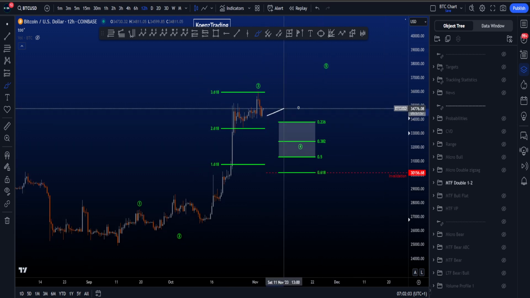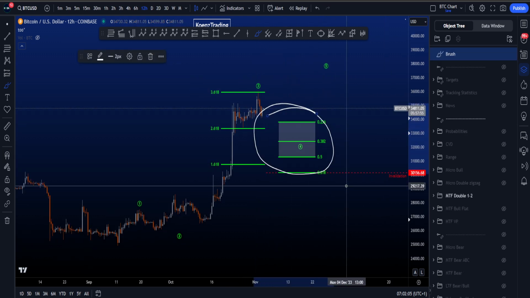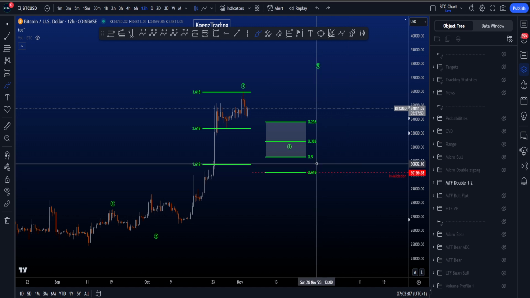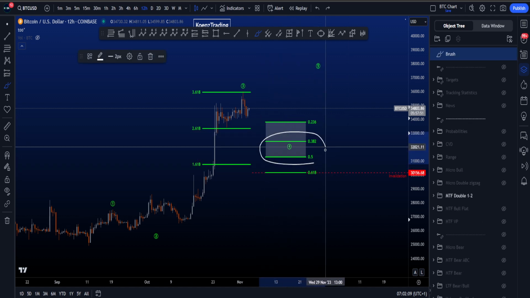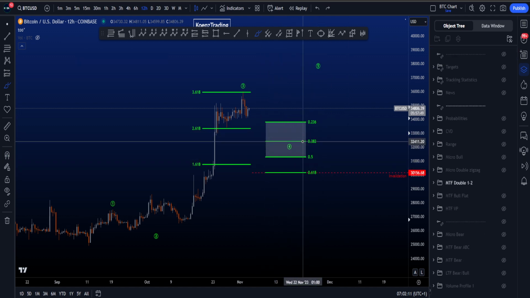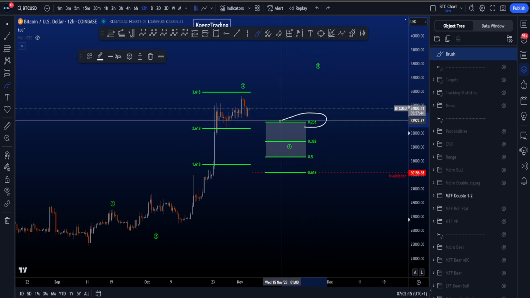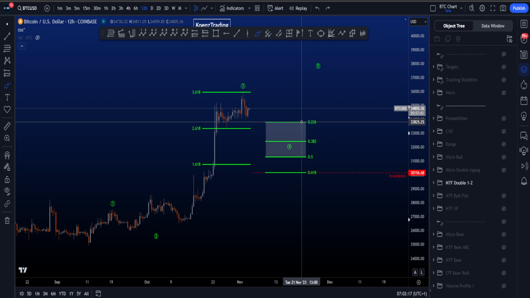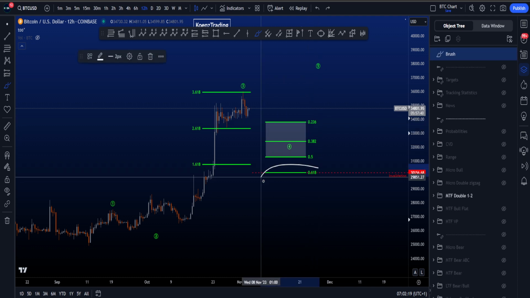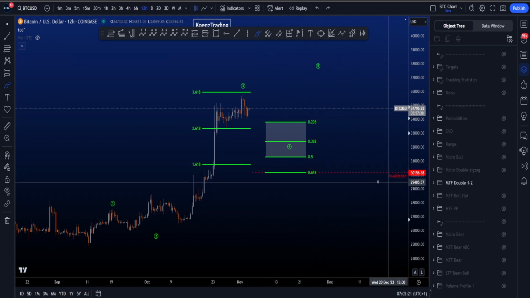And if that's the case, we're going to be looking for a wave 4 to the downside over here, where the most common target for wave 4 is between the 0.382 and the 0.5, which is between 32.4 and 31.2k. The 0.236 is a little less common, which is sitting at 33.8k, and the invalidation is the 0.618 at 30.1k.